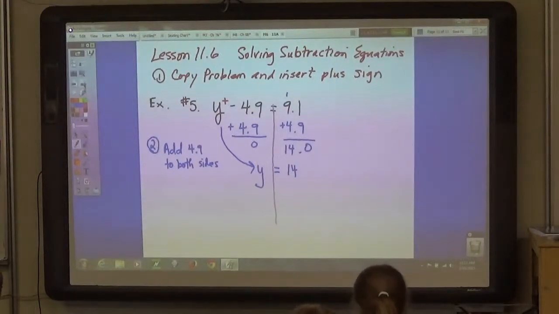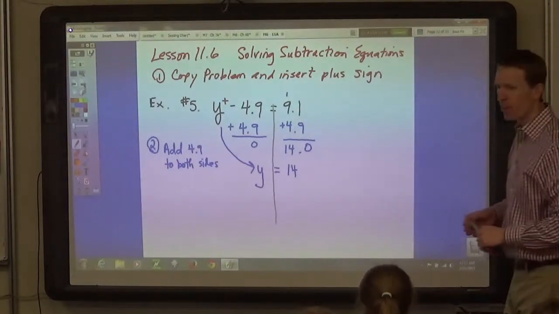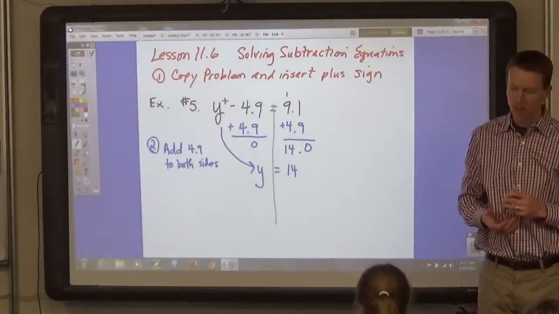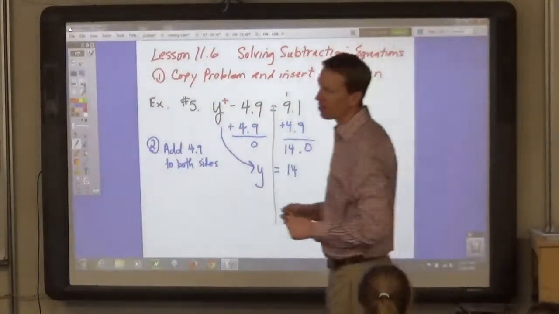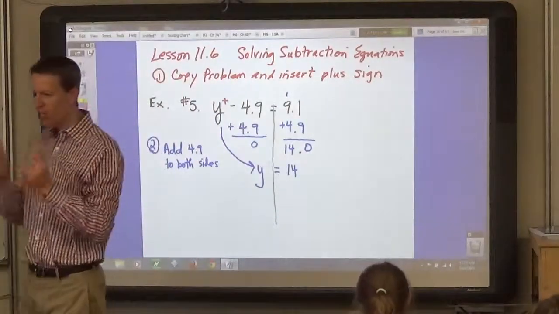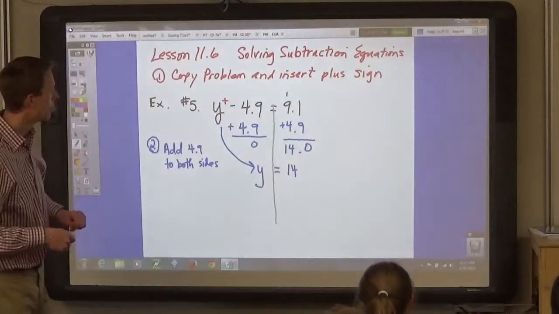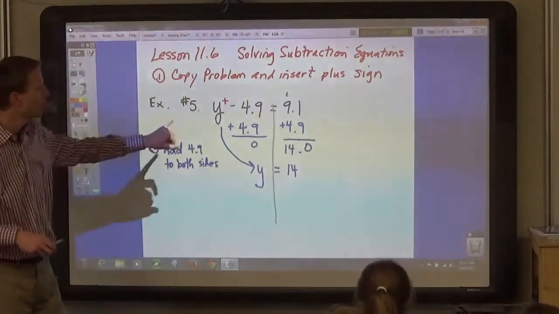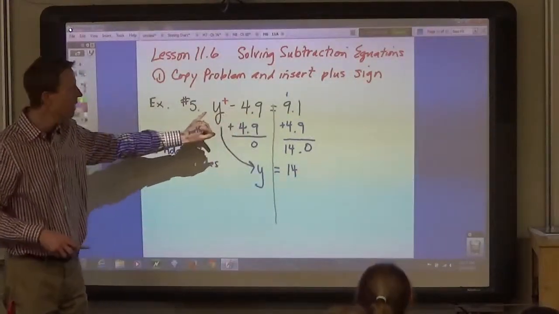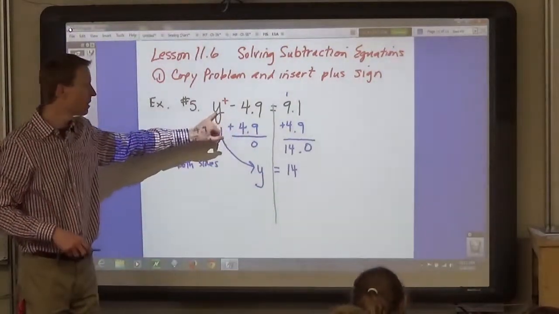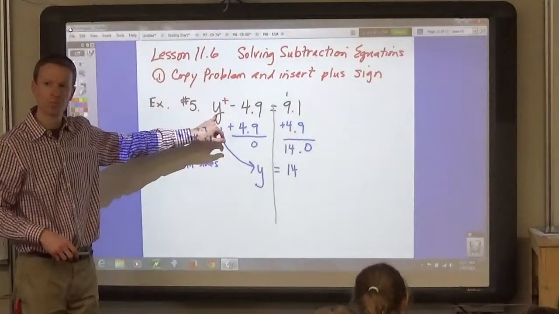Graders, we're going to go over lesson 11.6 today. Now, 11.5 was about solving addition equations, equations with just the plus sign in them next to the variable. Today, we're going to talk about solving subtraction equations, meaning that we're going to have a negative number on the same side as the variable.